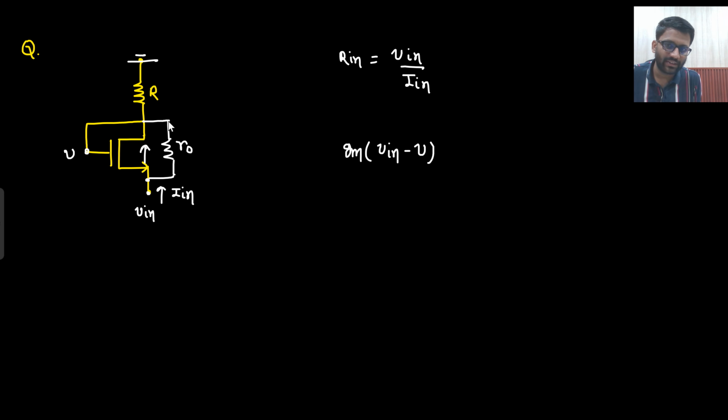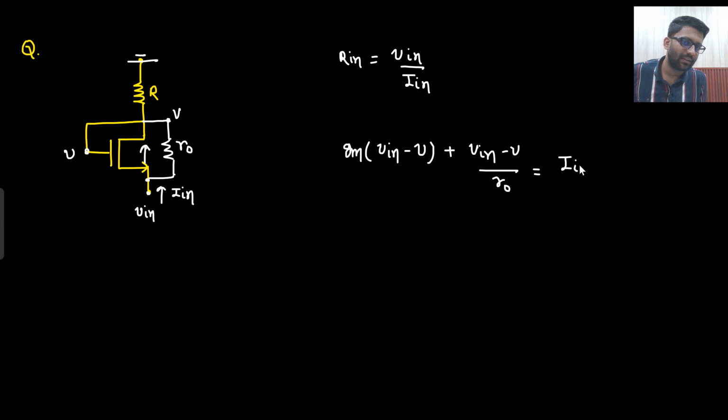Now this V node reaches here as well. So what will be the current in this R naught? The current in this R naught will be V in minus V by R naught. Say yes or no. That would be equal to I in. Do you agree to this point? I in has two paths again. One to flow through this MOS and another one to flow through this R naught. So through this R naught, how much current is flowing? V in minus V by R naught.